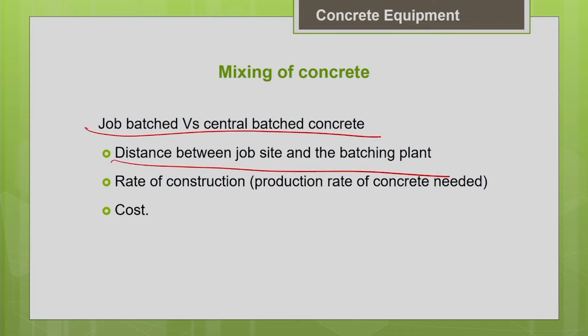Another important thing is your rate of construction. How much quantity of concrete you need per hour or per day. The production rate of concrete needed also decides the selection of job batching or central batching. If you need a huge quantity of concrete every day, the rate of construction is very high, and the production rate of concrete needed is very high.